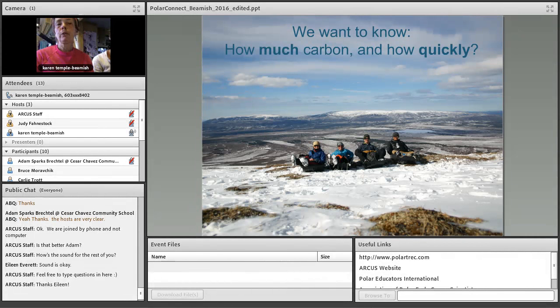So the scientists want to know how much of this carbon is being released by microbial respiration and how much carbon is being removed from the atmosphere through photosynthesis. And they also want to know how quickly this is going to happen. Next slide, please.